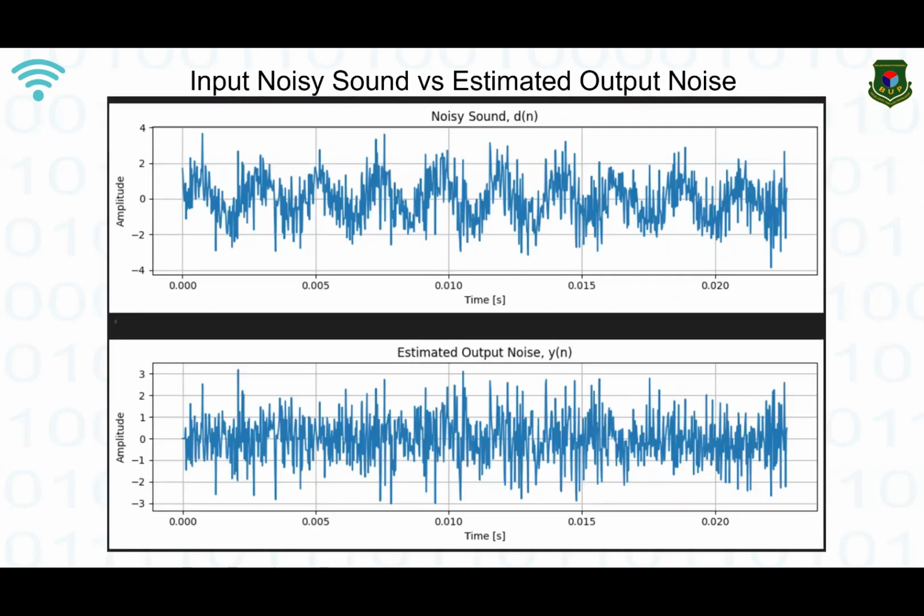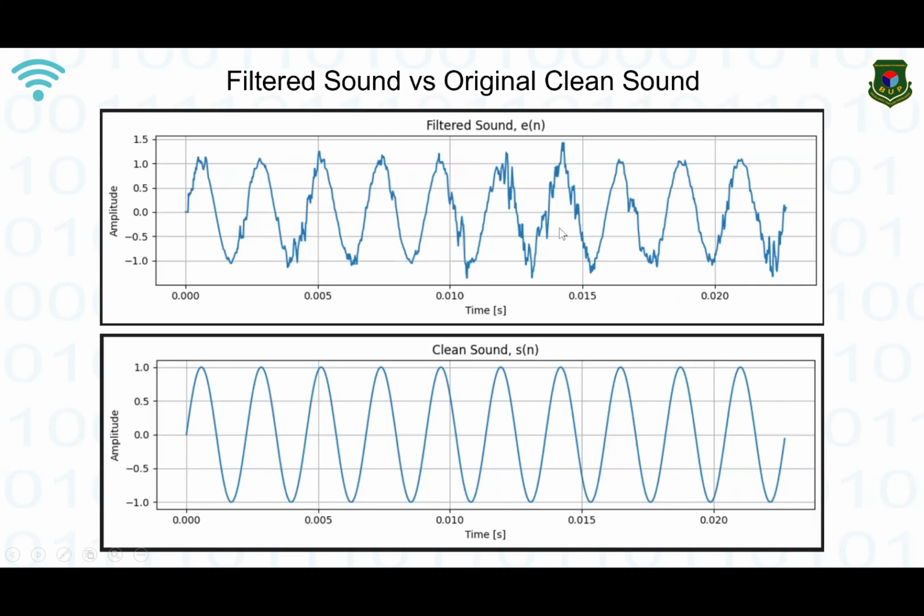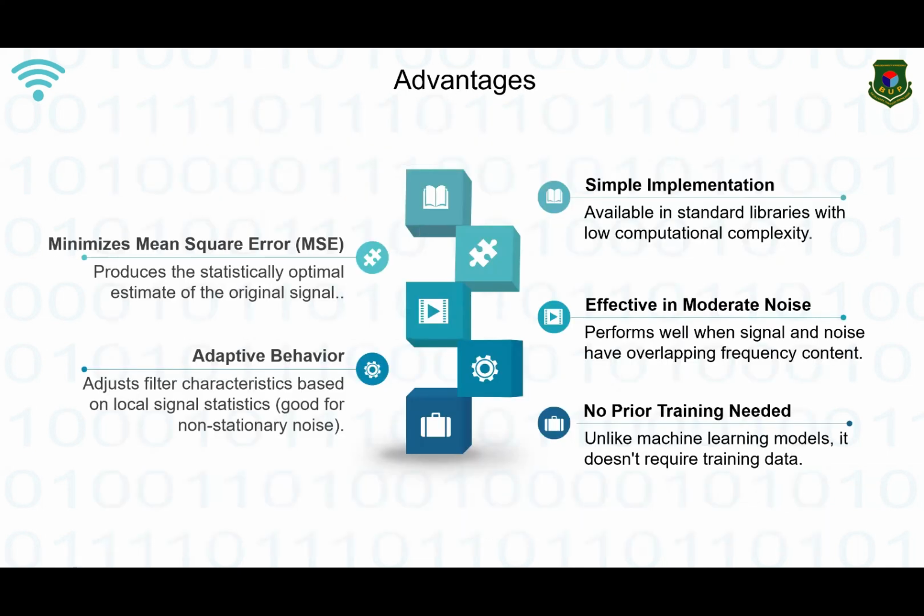After subtracting the estimated noise output from the desired signal, we get the filtered sound, en, which is quite similar to the original clean sound, but there is still some noise present. So it can be optimized by increasing the tap size or the number of iterations. So it can be tuned. Next part will be presented by my next presenter.